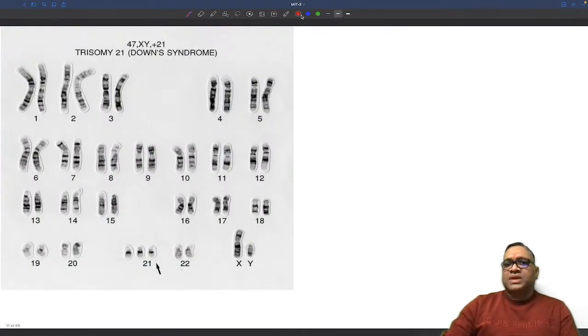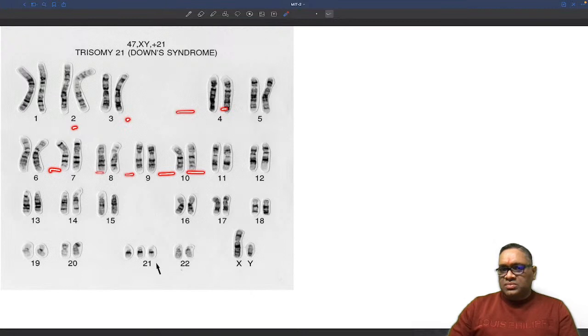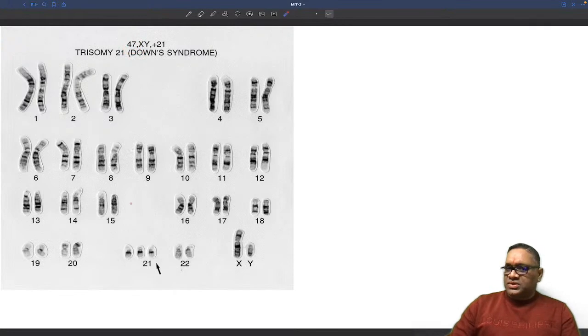And again I will say, start from the very beginning whenever the examiner is asking about karyotyping. Now you can see all these chromosomes are looking normal, all looking normal. Suddenly you notice there is one extra chromosome at chromosome number 21. It should be paired, but there is one extra chromosome. So that is trisomy 21. The total number of chromosomes will be 47. So this is trisomy 21 karyotyping.